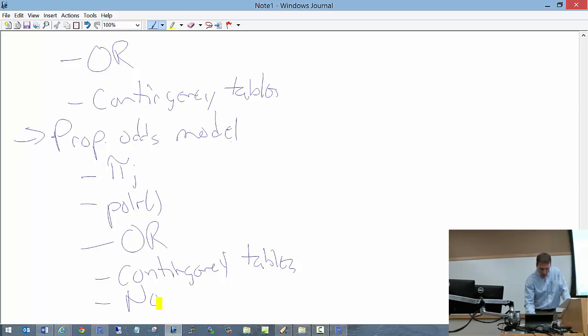And lastly, we also looked at a non-proportional odds model. Why is it called non-proportional odds? We also talked about what are potential disadvantages of this model. Make sure you're familiar with that.